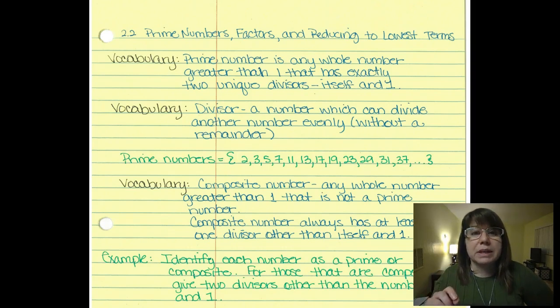Let's try 3. Well, 2 doesn't go into it evenly. So 3 is a prime number. 3 times 1 will get me 3, but there's no other way with whole numbers to get a 3, so 3 is prime. Next number, let's try 4.